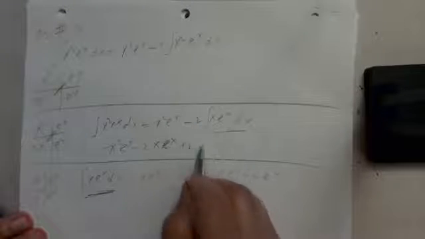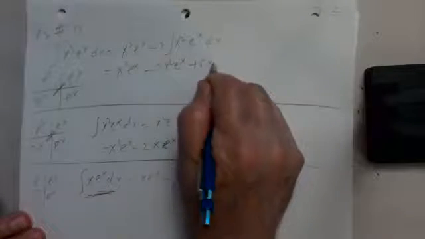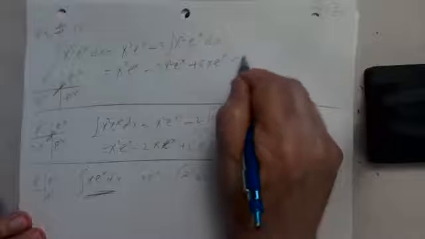This is equal to x squared e to the x minus 2 times this. So minus 2x e to the x plus 2 e to the x. That's the integral of x squared e to the x. So you take this and you plug it back in here. You get x cubed e to the x minus 3 times this, minus 3x squared e to the x plus 6x e to the x minus 6 e to the x plus a constant.